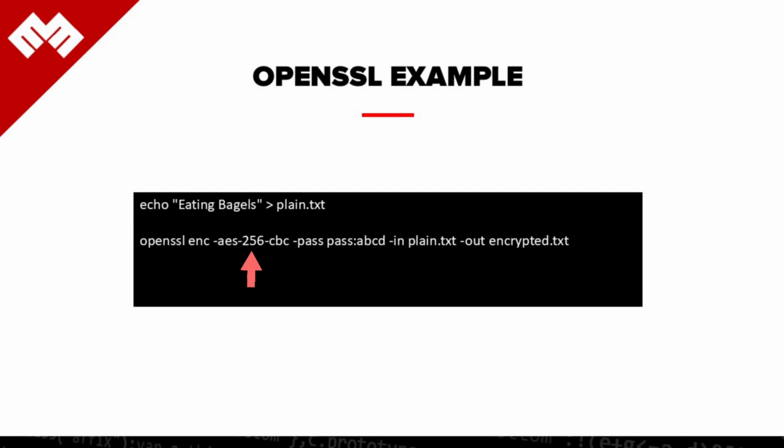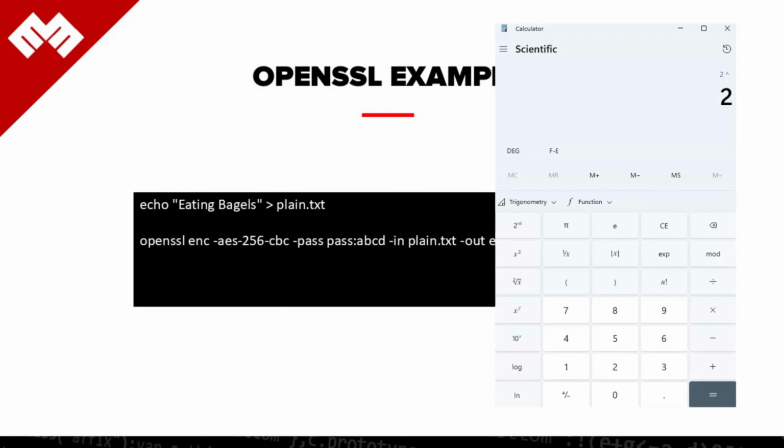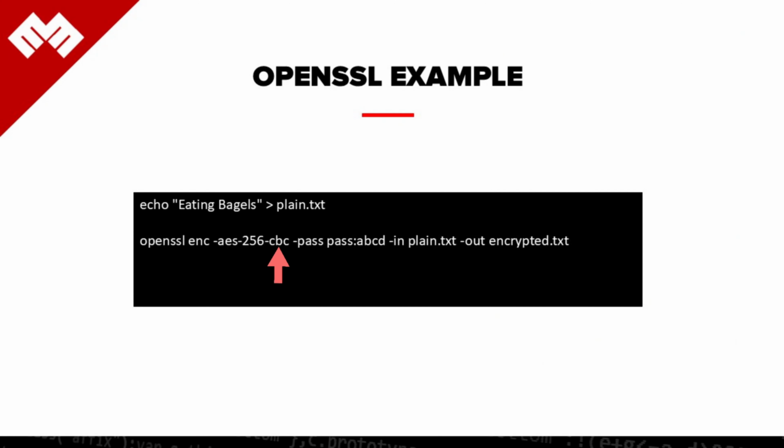The 256 means that the symmetric key will be 256 bits long, which means it can be any number in a set of this many numbers. The CBC means cipher block chaining, which is a mode of encryption that I don't need to get into in this video, but just know that CBC mode helps strengthen the overall encryption process. We are also going to supply a password of ABCD. This ABCD will actually be used by OpenSSL to derive the symmetric key used to encrypt our plain text message. And then we will save the output as encrypted.txt.